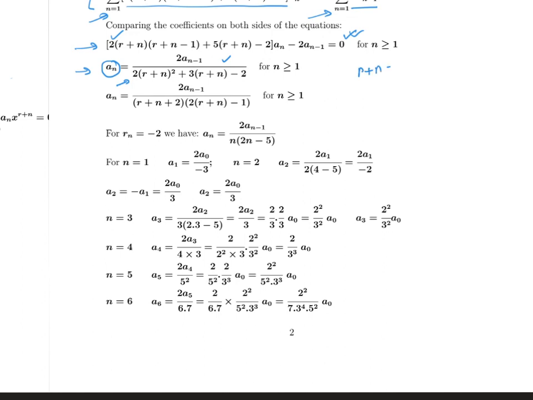Let's say we assume r plus n to be k, just for the sake of argument. Then the denominator becomes 2k squared plus 3k minus 2, and you can factor it out. If we factor it out, you're going to get k plus 2 times 2k minus 1. But k is r plus n, so it's r plus n plus 2 times 2 times r plus n minus 1. Remember, all of this has to be for n greater than or equal to 1, because n equal to 0 we have taken care of separately.